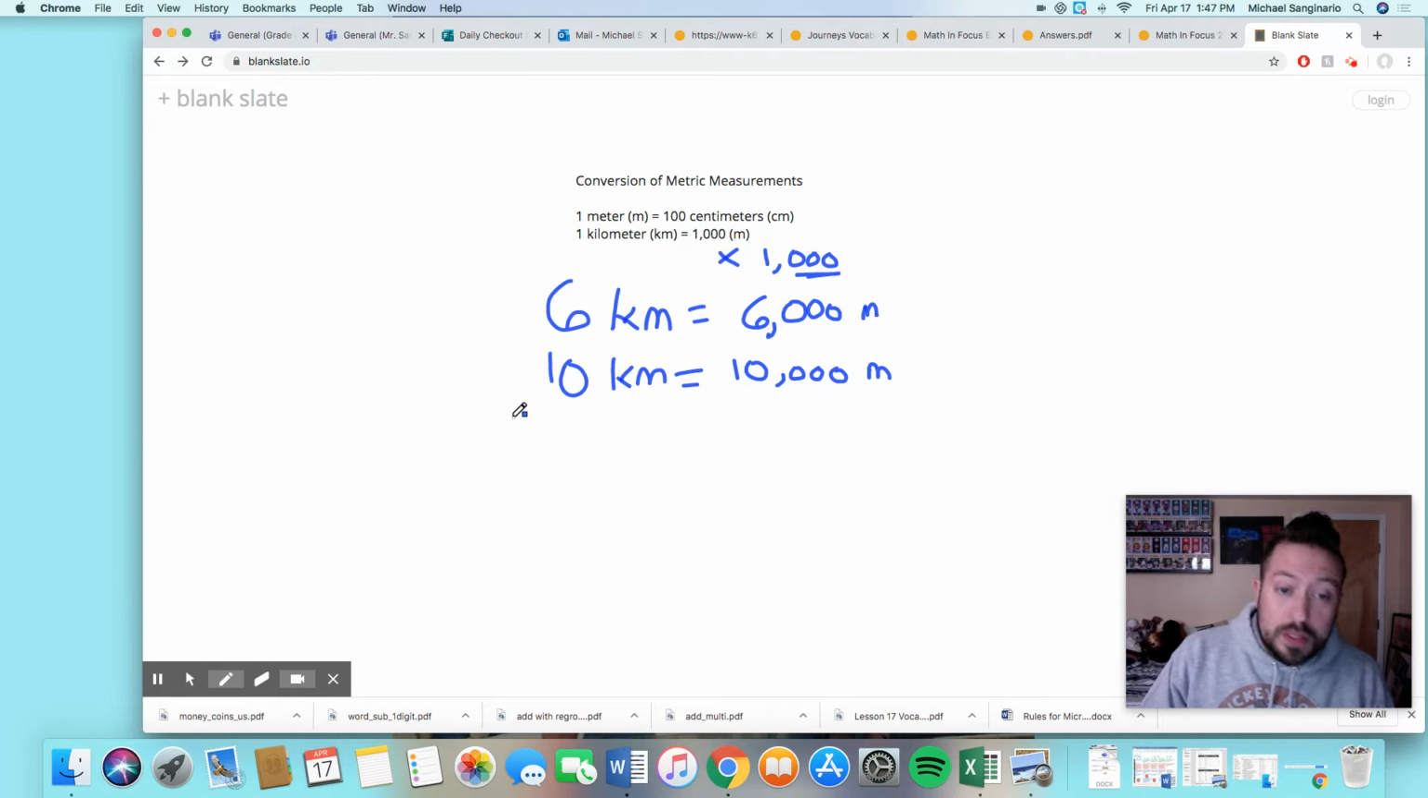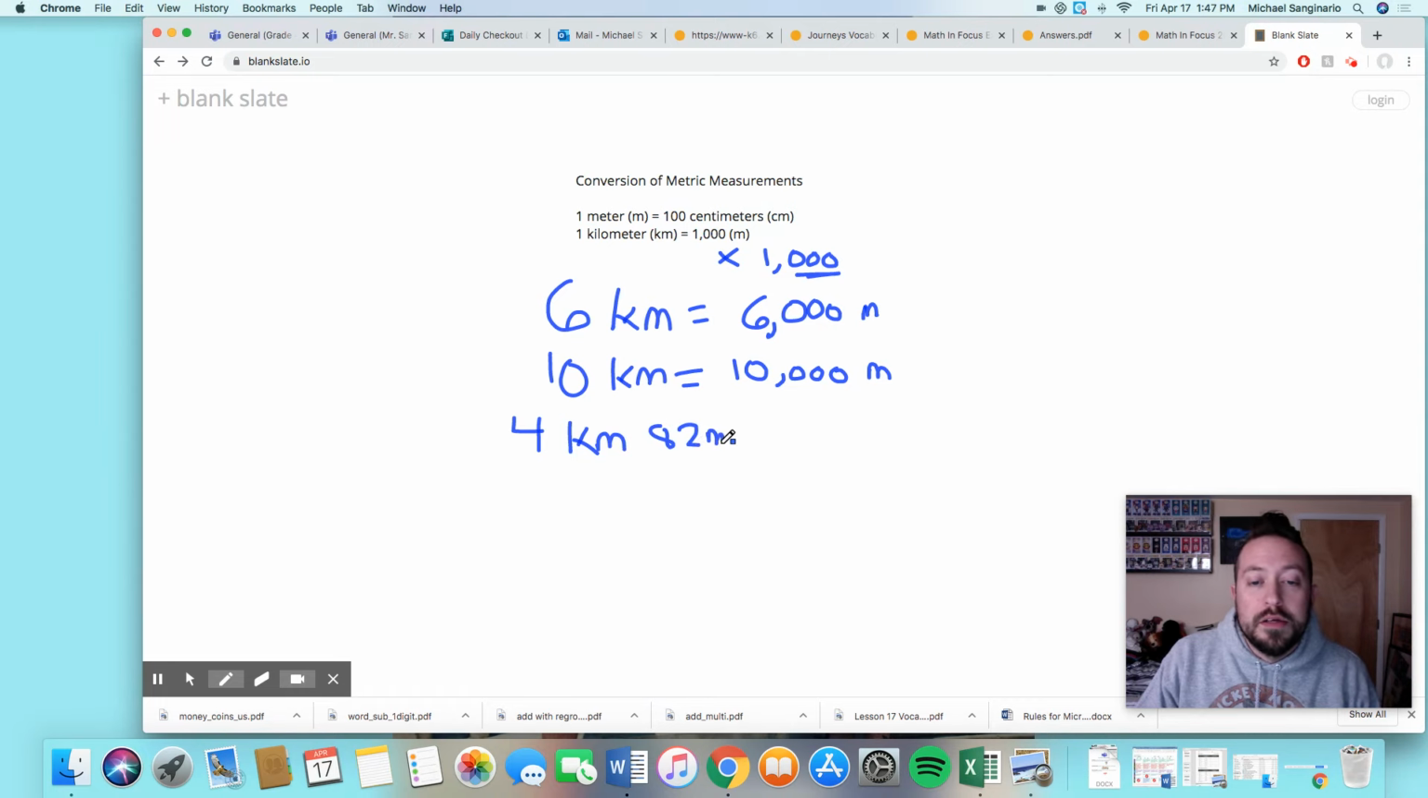You might come across some questions that will ask you to convert something like this, say 4 kilometers and 82 meters. Just like yesterday when we had 2 units of measure in one, this part, the smaller piece, is sort of the leftover. So if it was just 4 kilometers, we know it would be 4,000 meters, but we already have 82 meters here.